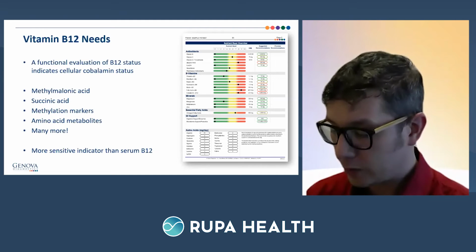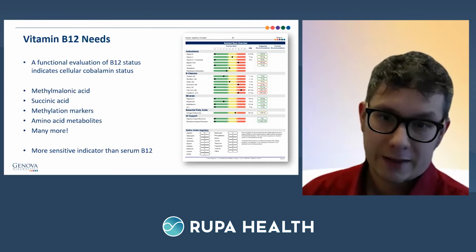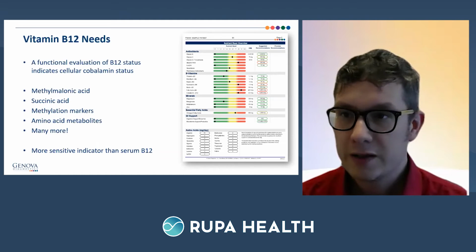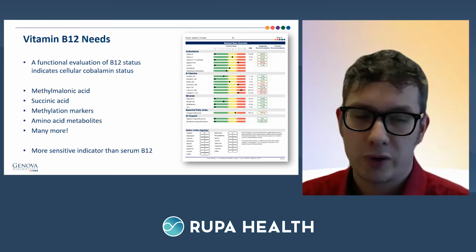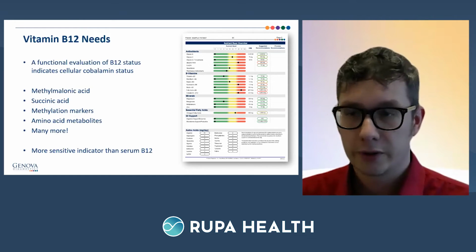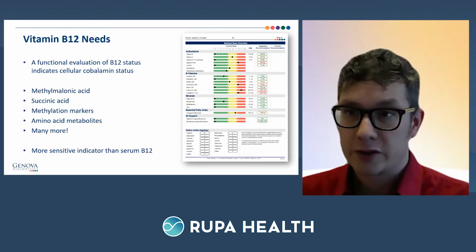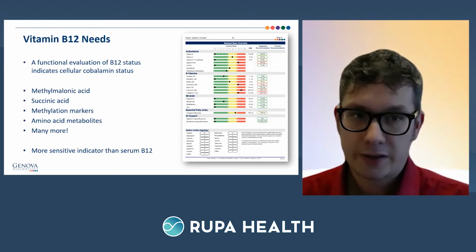That's why we're looking at these other analytes like methylmalonic acid, succinic, other methylation markers, even some amino acid metabolites. So there's a ton, probably 16 to 20 different biomarkers that go into just the B12 alone. And that kind of gives you a window into how much of a true metabolomic and cellular assessment this is.